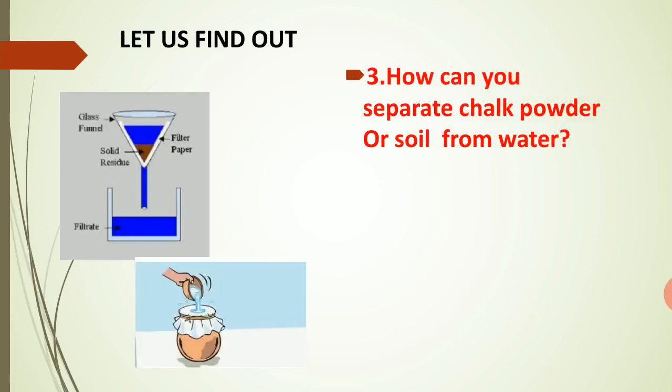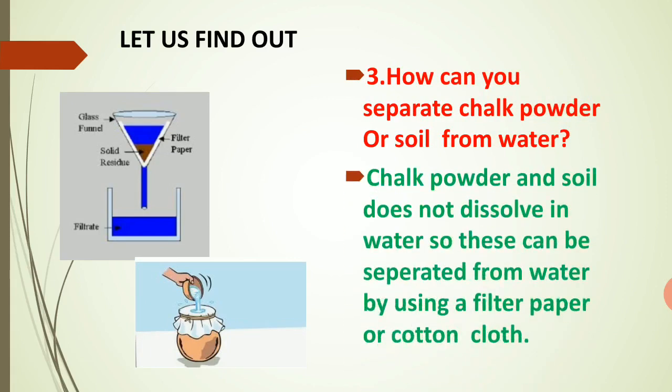How can you separate chalk powder or soil from water? Chalk powder and soil do not dissolve in water, so these can be separated from water by using a filter paper or cotton cloth. Using cotton cloth is very common and we use it in our daily life also, whereas using filter paper we usually do in the lab.